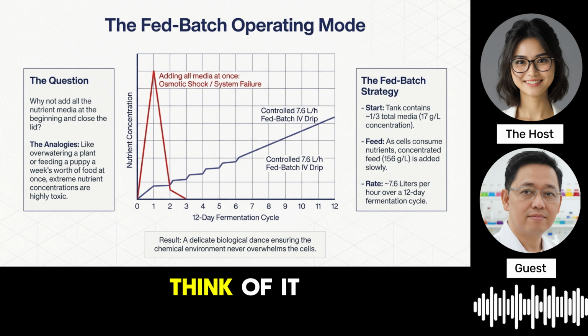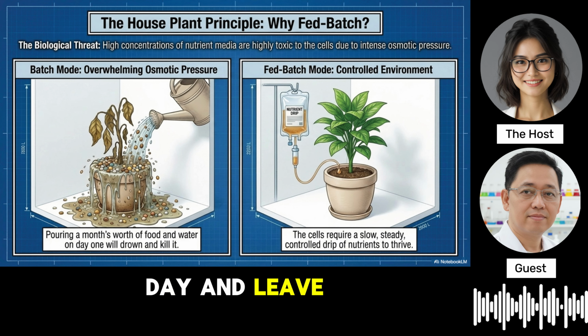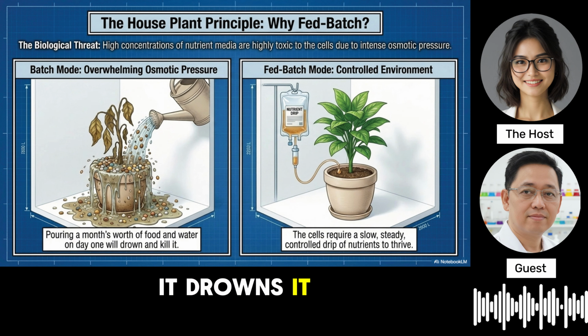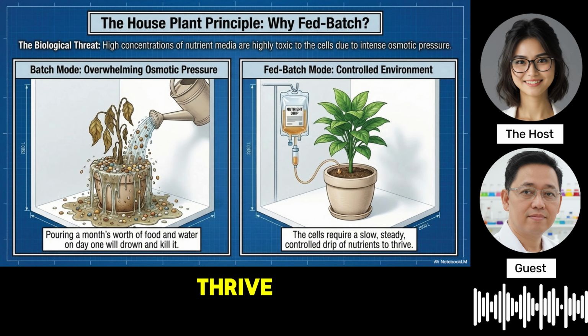Oh, I get it. Think of it like bringing home a new puppy. Or even a houseplant. Right. If you pour a month's worth of kibble and water into a giant trough on the first day and leave for a month, the dog will gorge itself, get sick, and ruin its environment. Or if you overwater a plant, it drowns. It needs a slow, steady, controlled supply of food to thrive. That is exactly the mechanism at play.